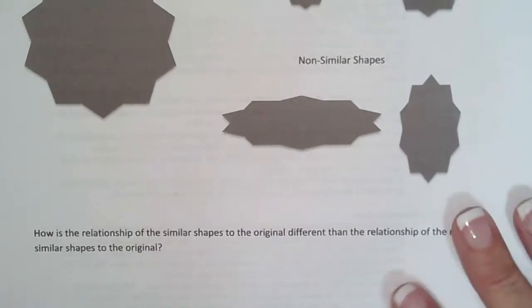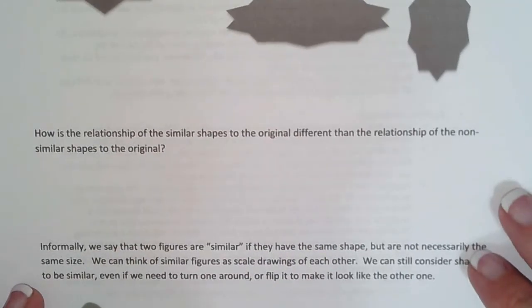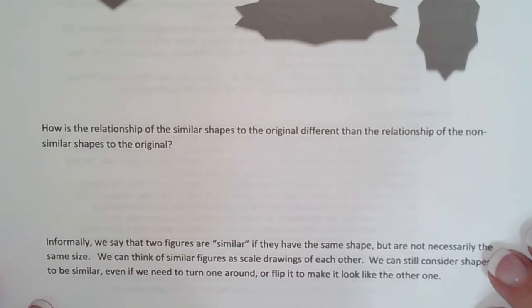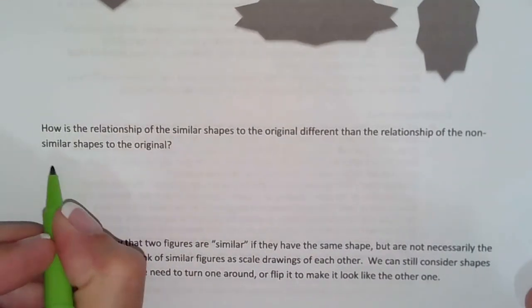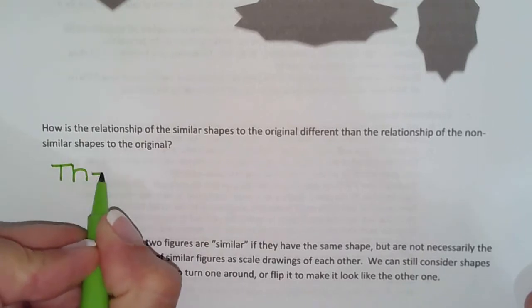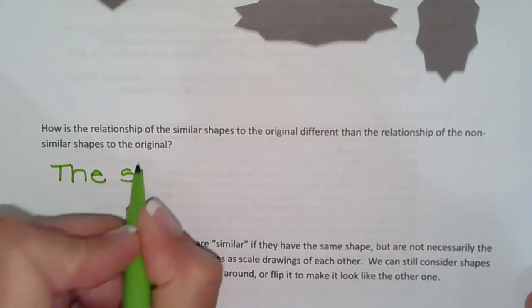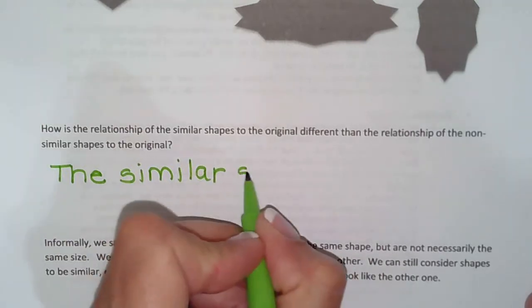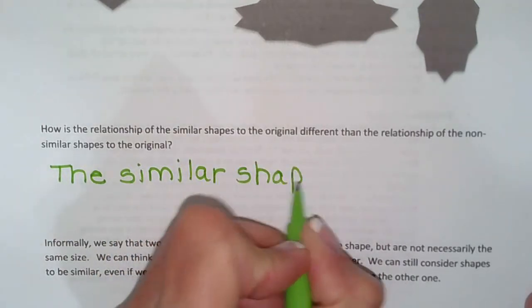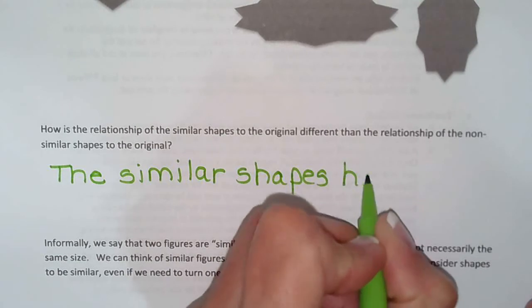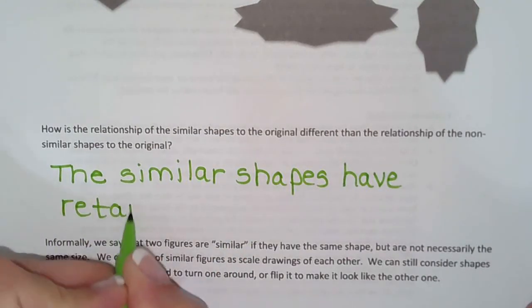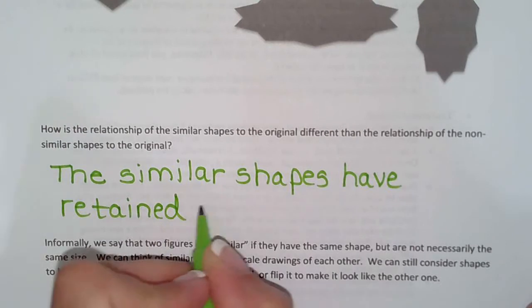So to answer this first question, it says, how is the relationship of the similar shapes to the original different? So the similar shapes have retained the original shape.